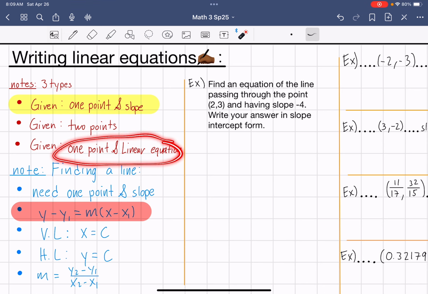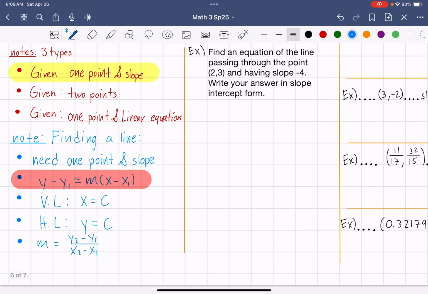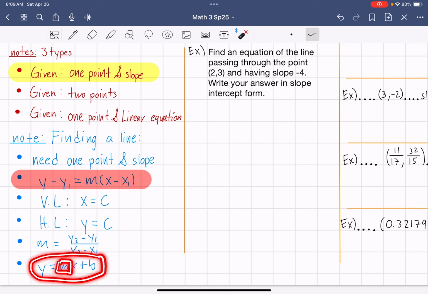In this last one, you're given 1 point and a linear equation. But you can't forget the slope intercept form. y equals mx plus b. Because if we're given a linear equation, I can get the slope if I put my equation in slope intercept form, meaning isolating the y, and then the m is my slope. So in each one of these, the first one is very explicit with the point and the slope. But the next two, it's explicit with the points, but not with the slope.